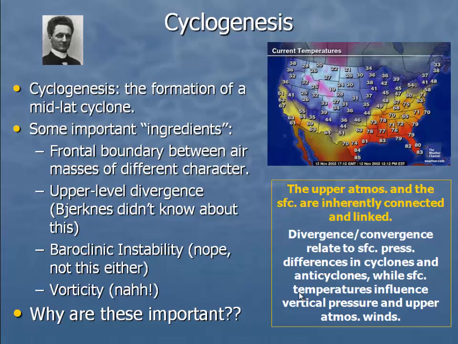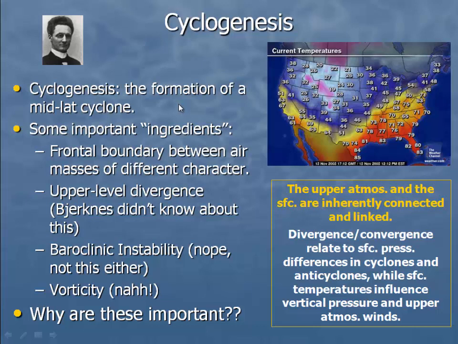This whole idea of the formation of a mid-latitude cyclone is termed cyclogenesis. You'll see this word several times in your Weather Studies Investigation Manual. The definition for cyclogenesis is the formation of a mid-latitude cyclone. So genesis, to begin, cyclone, the genesis of a cyclone, the formation of a low pressure, basically.